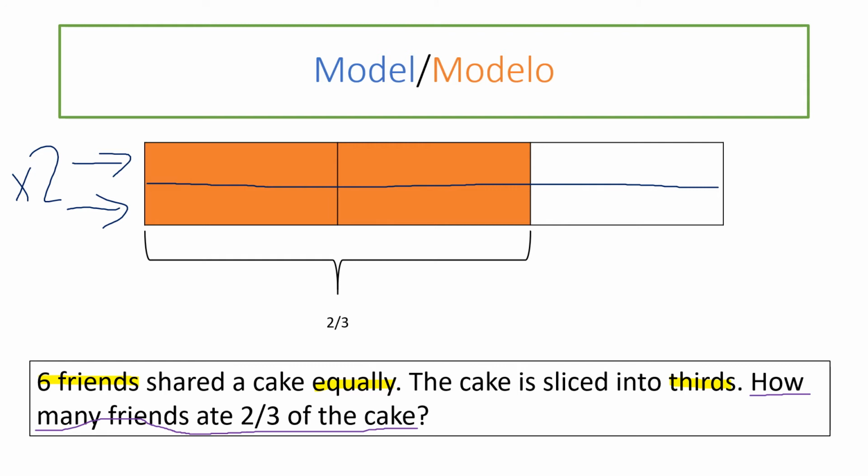That's what I mean by I multiply by 2. So how many sixths do we see now? We have 6 parts now all together. And we have 1, 2, 3, 4 sixths. So 2/3 is equal to 4/6. So how many friends ate 2/3 of the cake? 4/6 of the friends ate 2/3 of the cake.